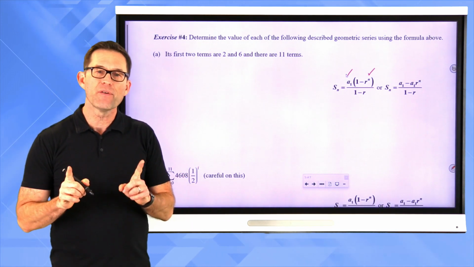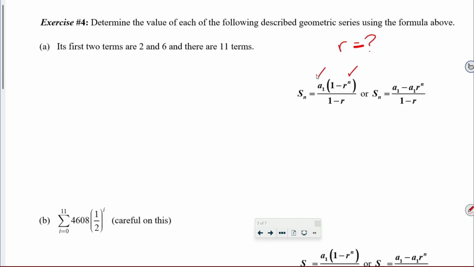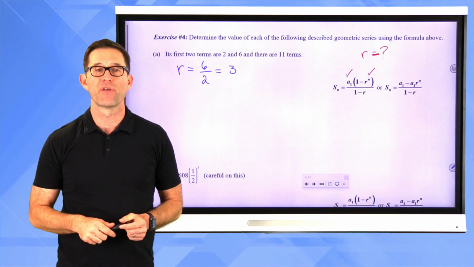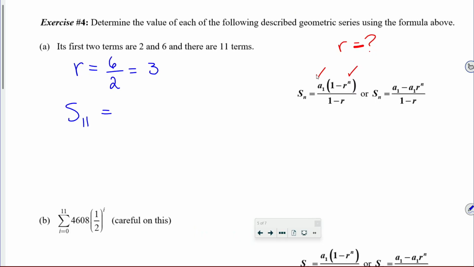But they've given me enough information to figure out what R is. R is the only thing that is really missing in that first problem. But R is always the ratio of two consecutive terms. Since the first term is 2 and the second term is 6, the common ratio is 3, and now we have everything we need. So S11 is equal to my first term, 2, times 1 minus my common ratio, 3, raised to the number of terms, 11, all divided by 1 minus 3.